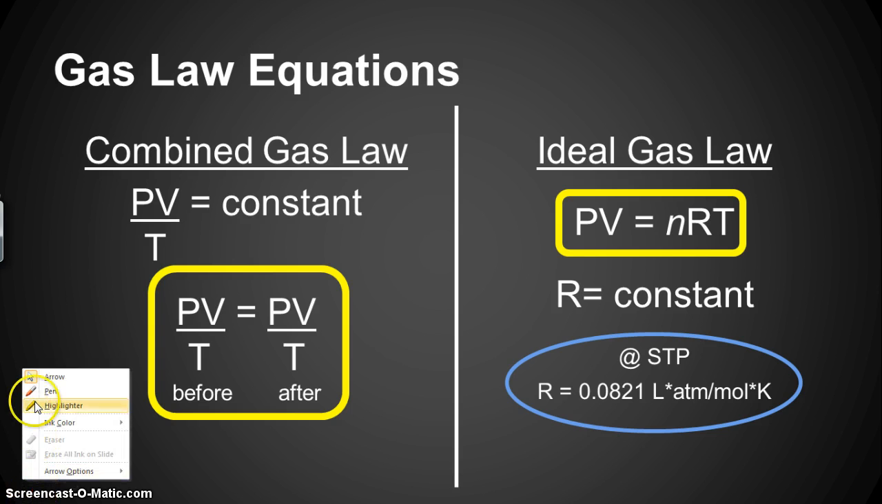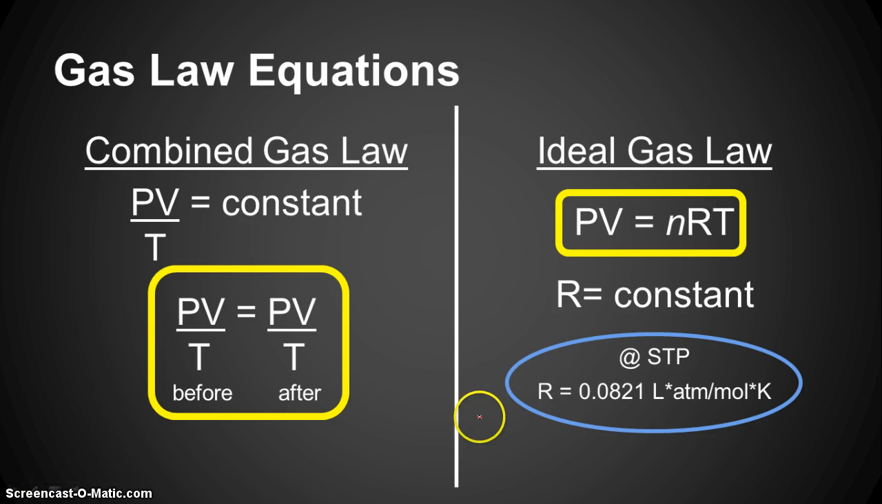So let me put this down here really quick. You need to memorize this R value. And so it is 0.0821, and then it has these weird units. It's a liter times an atmosphere divided by a mole times a Kelvin. And that is the unit for the ideal gas law constant.